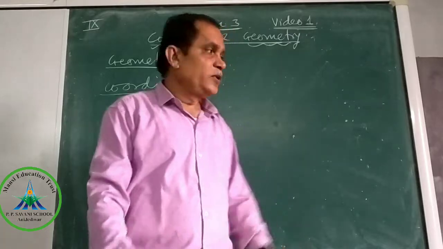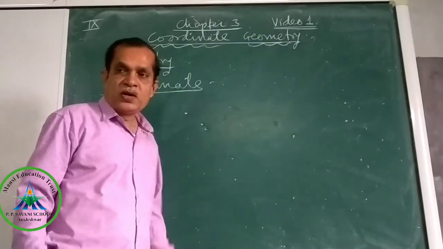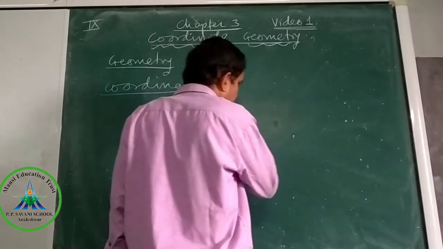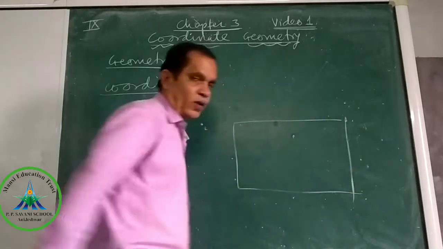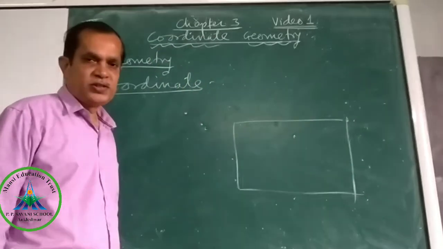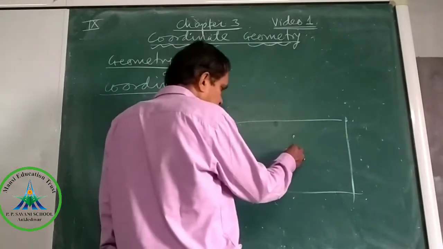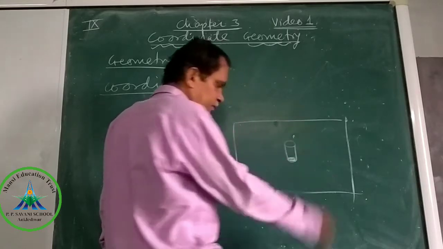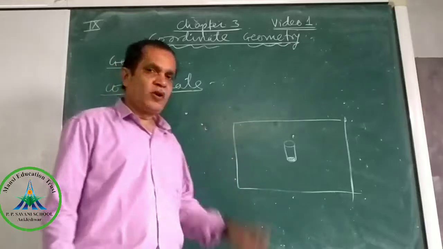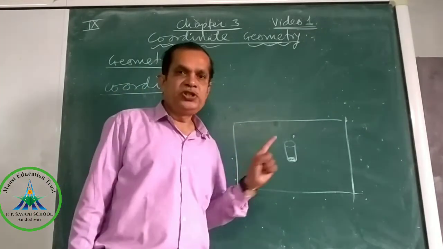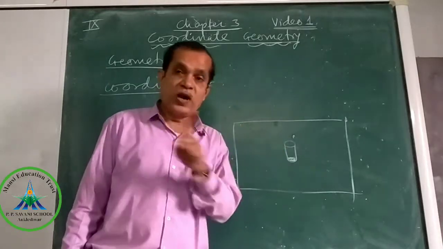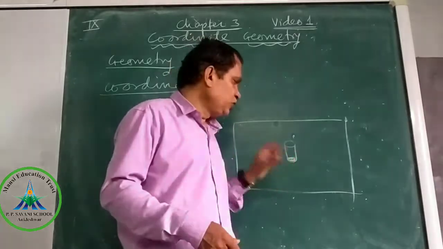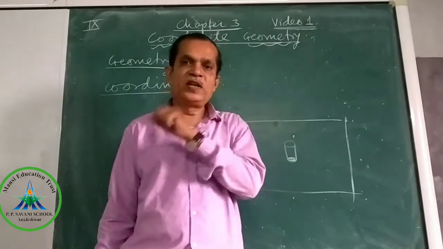Generally, let us take this is my surface, the top of your table. Suppose this is the top of my table, the top of the bench you are sitting on. Suppose my water bottle is lying on it. If a water bottle is kept on your table, how will you explain the position of the water bottle to another friend in class?